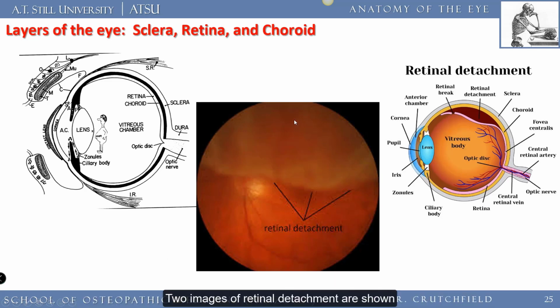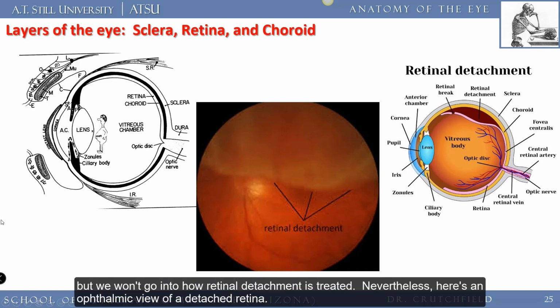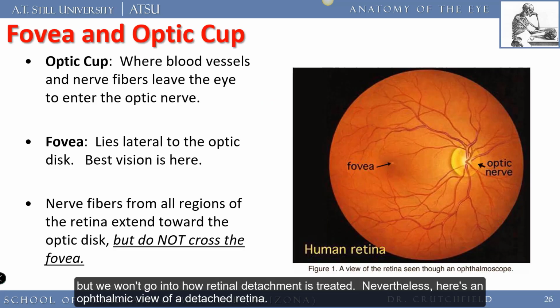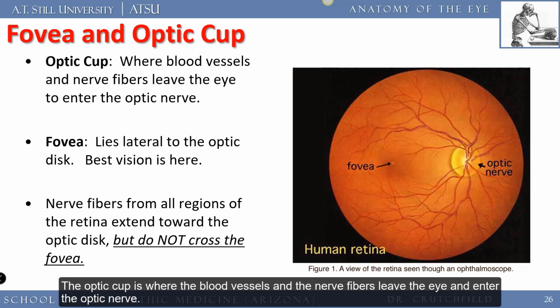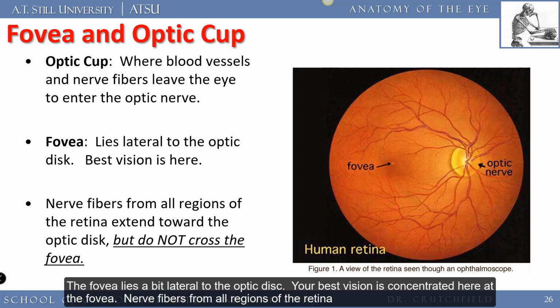Two images also of retinal detachment are shown. We don't necessarily go into how this is treated, but here's an ophthalmic view of the retina detached. The optic cup is where the blood vessels and the nerve fibers leave the eye and enter the optic nerve. The fovea lies a little bit lateral to the optic disc. Your best vision is concentrated here at the fovea.